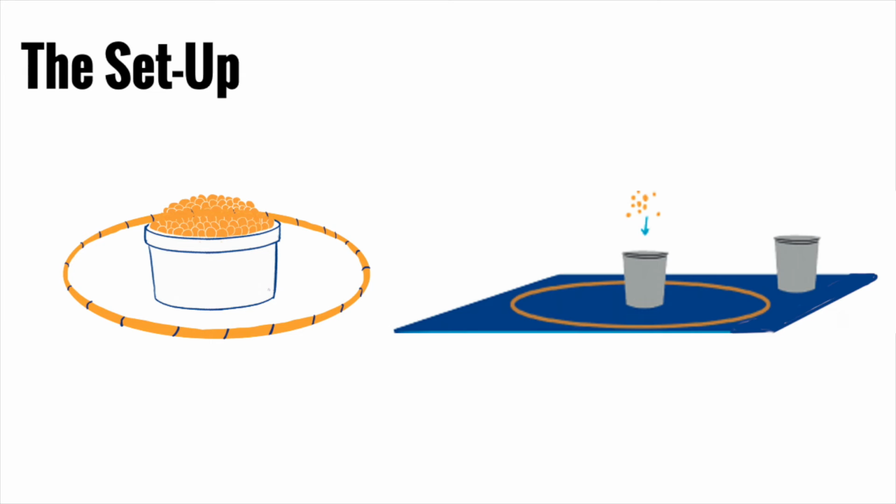The setup. Use a hula hoop to mark your infected zone. In the middle of the hoop, place a container filled with popcorn kernels. The popcorn kernels represent your zombies. Place a second empty container outside the hoop.